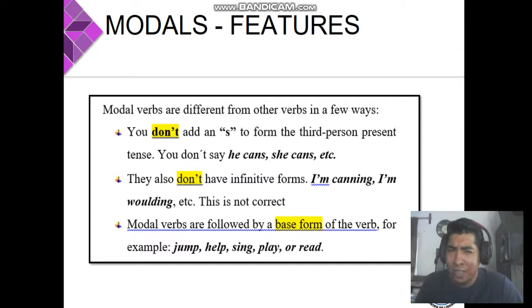Eso, we don't say that. We don't say that. We don't add the S.